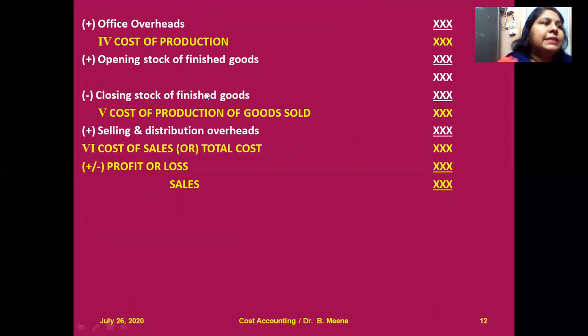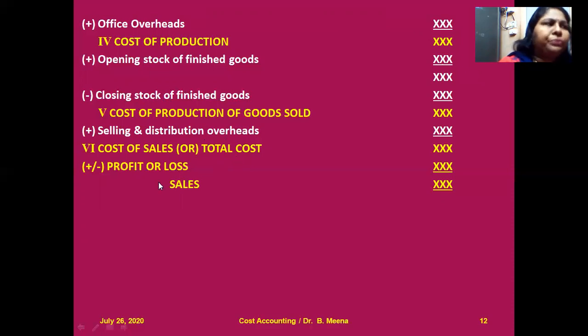If the problem doesn't have the information of the opening stock of finished goods and closing stock of finished goods, you can get the answer cost of production. Straight away you can add the selling and distribution overheads, then to get the total cost. Total cost is otherwise called cost of sales. Then look into the problem. After adding the selling and distribution department expenses, you will get the total cost.